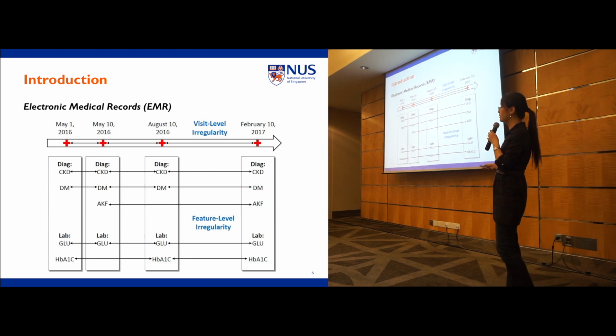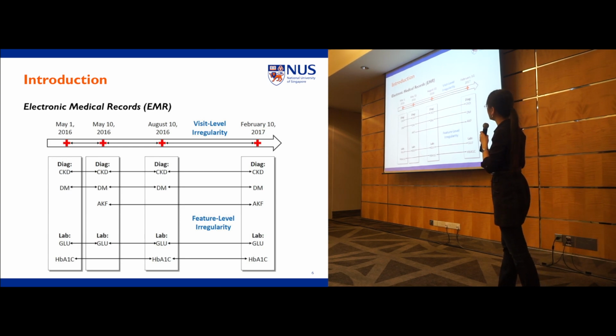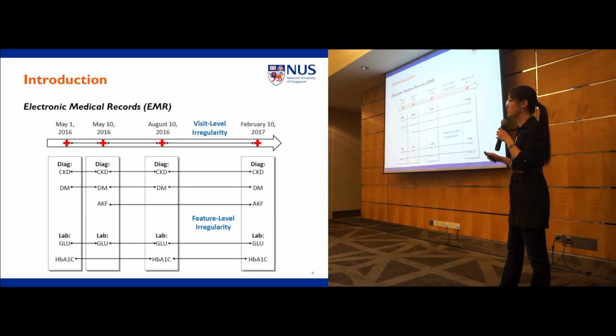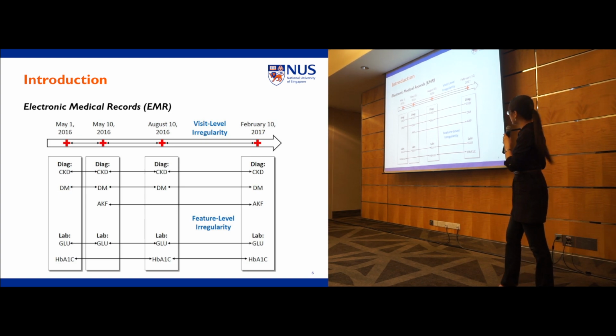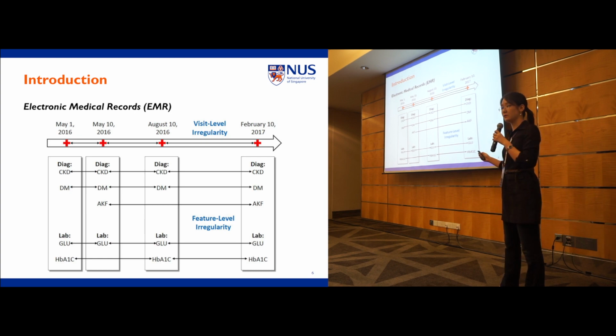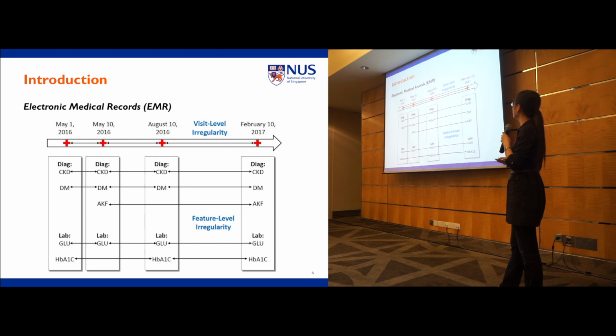Let's look at an example. In this figure, this patient visits hospital 4 times, and his visits are very irregular. The time spans are respectively 9 days, 3 months, and 6 months. In the upper part, we can find the visit level irregularity, and in the bottom part, we can find the feature level irregularity. And we note that the feature level irregularity is caused because this patient does not always receive the same set of diagnosis and lab tests at every visit.